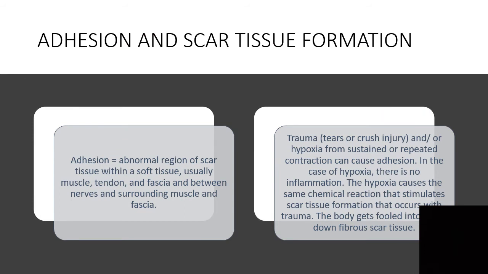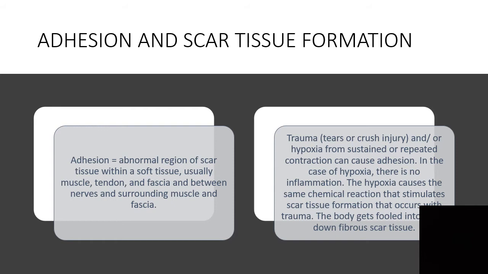So, adhesion and scar tissue. What is adhesion? Oftentimes patients will ask me, what do you mean I have adhesion? I haven't had any surgery. Typically, they think that adhesion is the result of previous surgery, and it certainly can be. Adhesion is simply an abnormal region of scar tissue within a soft tissue, usually the muscle, tendon, and/or fascia, as well as the nerves that are traveling in and throughout these tissues.